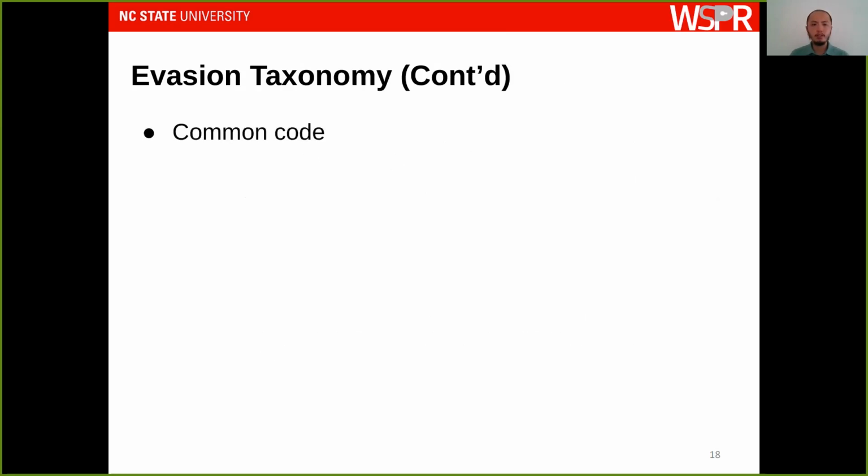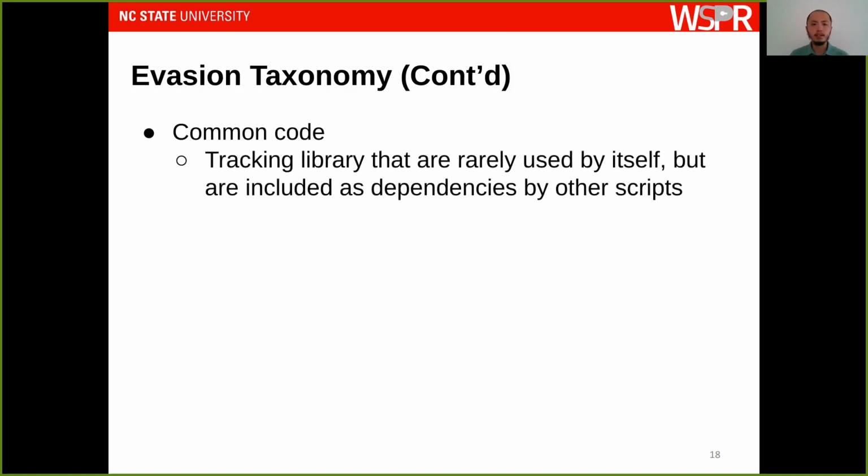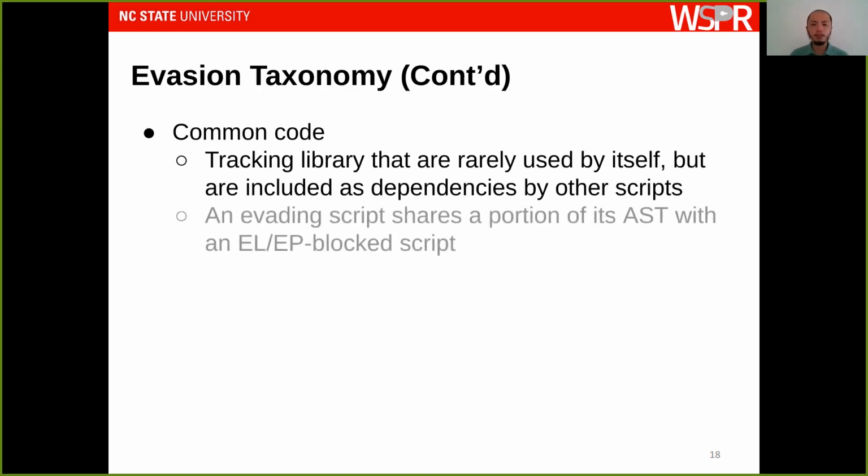The last category in our taxonomy is the common code category. This is intended to be a catch-all category for the cases which do not fit in the previous 3 categories. One of the interesting things we found for the cases here is that a lot of them are tracking libraries which are never intended to be used by themselves, but are instead included as dependencies by other tracking scripts. We also found that a lot of the scripts in this category share a significant portion of the AST with an EasyList, EasyPrivacy blocked script. So in total, there are about 2,300 cases in this category.